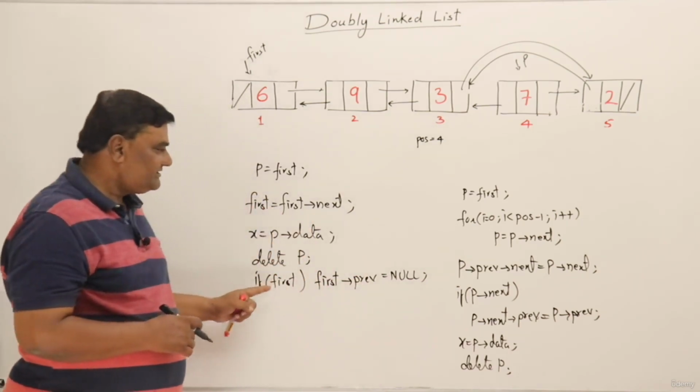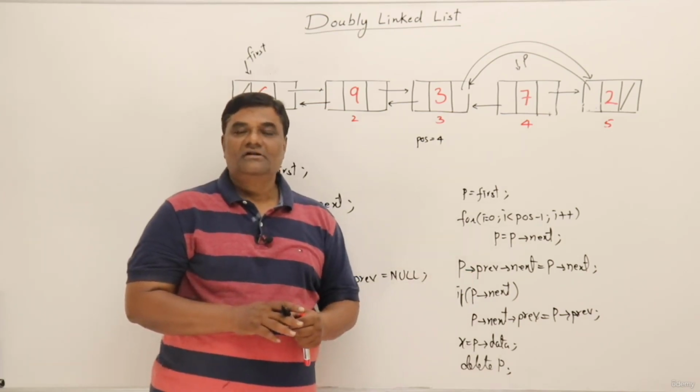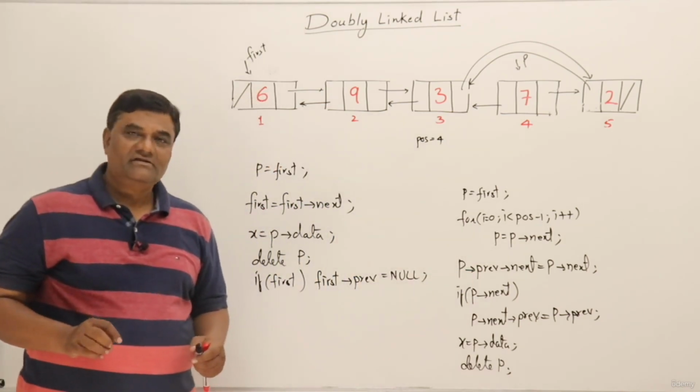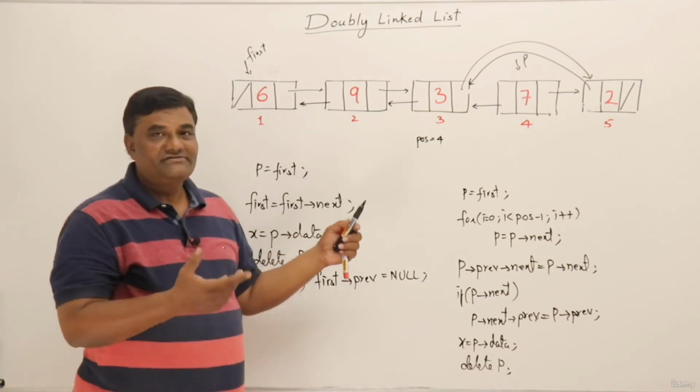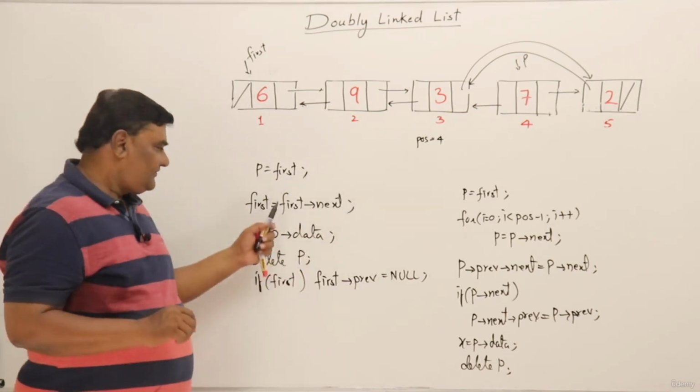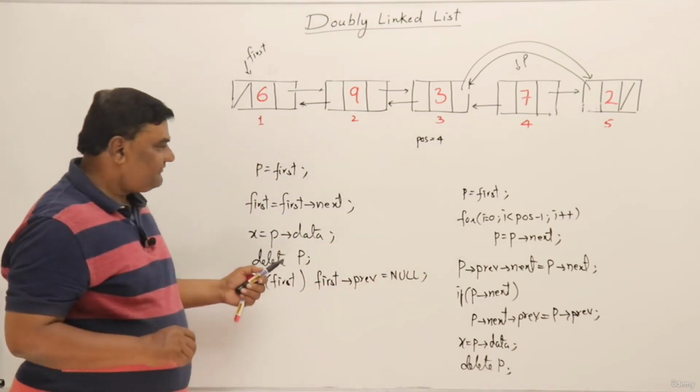So we have seen both procedures, deleting the first node and deleting a node from any given index. Now a little bit of analysis. How many extra pointers are required? Just one extra pointer, P. In both the cases we have used just P. If you read the code, you don't find any other pointer apart from P.